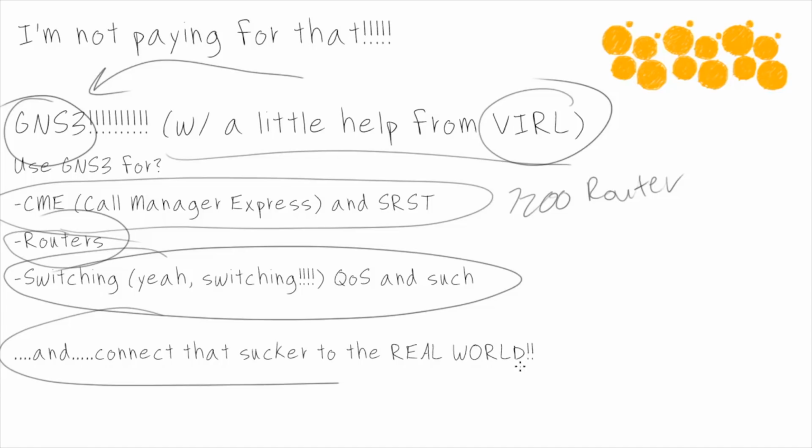But you can connect it to the real world. So you can actually connect your virtual GNS3 environment, whatever you have it running off of, whether it's your laptop or your server. You can connect it to real routers and real switches and, get this, real phones. You can register your real phones, your physical phones, to your virtual Call Manager Express. How cool is that? I'm talking about GNS3. Let me just show it to you real quick.